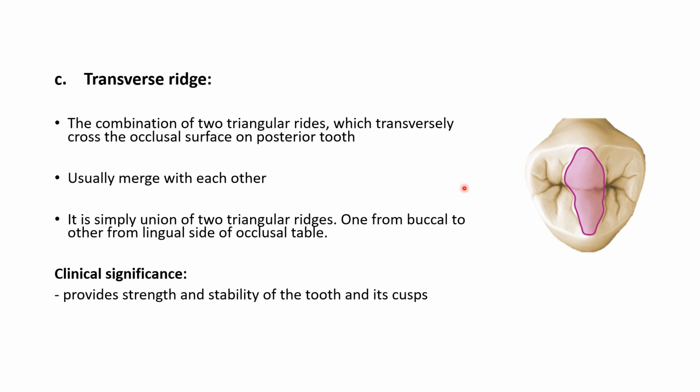Usually they merge with each other, but may be separated by the groove pattern here. So it is simply the union of two triangular ridges, one from the buccal and the other from the lingual side of the occlusal table. So what is the clinical significance? It provides strength and stability to the tooth and its cusp.